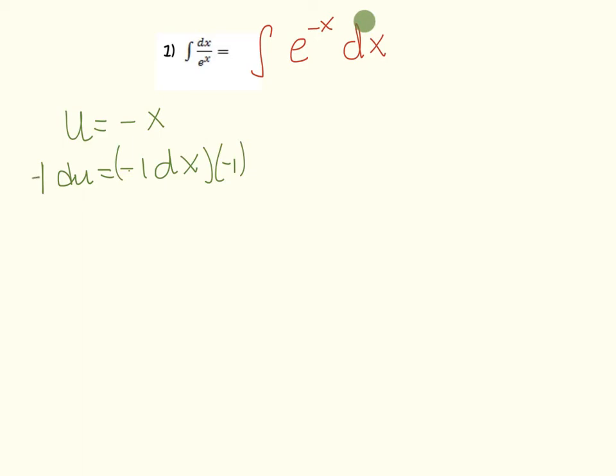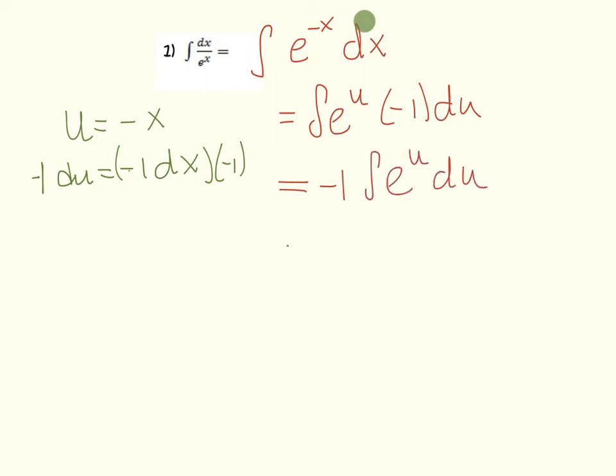Now we're ready to do the substitution, so I'm going to do the integral of e to the u times negative 1 times differential of u. As you know, negative 1 is a constant, and then the integral of e to the u times differential of u is pretty simple because it equals e to the u plus the constant. Now we have to substitute the value of u, and we have negative e to the negative x plus the constant.